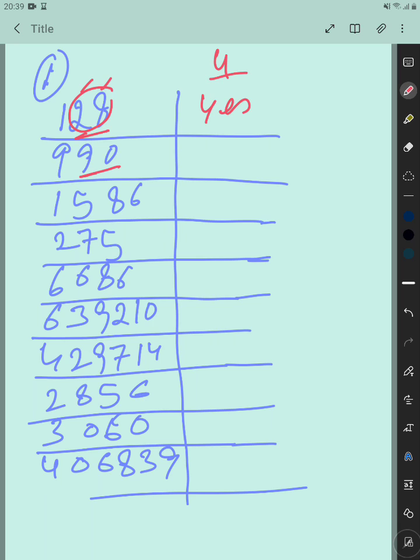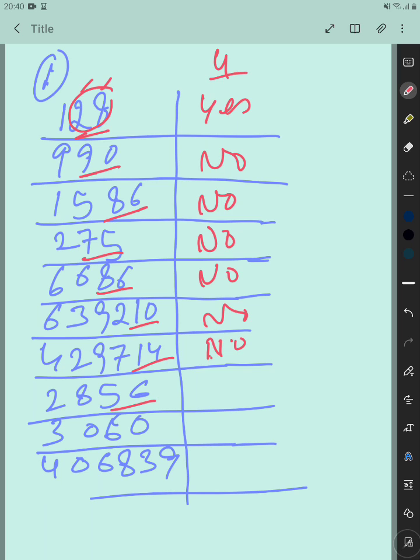So now here it is 90. If 90 is divisible by 4, then the complete number will be divisible by 4. Since 90 is not divisible by 4, it will be no. And here it is 86. 86 is not divisible by 4, so it is also no. Here is 75, it is not divisible by 4, so the complete number is not divisible by 4. Here it is again 86, so it is also no. Here it is 10, it is not divisible by 4, so it is also no. Here it is 14, this is not divisible by 4, so the complete number is not divisible by 4.